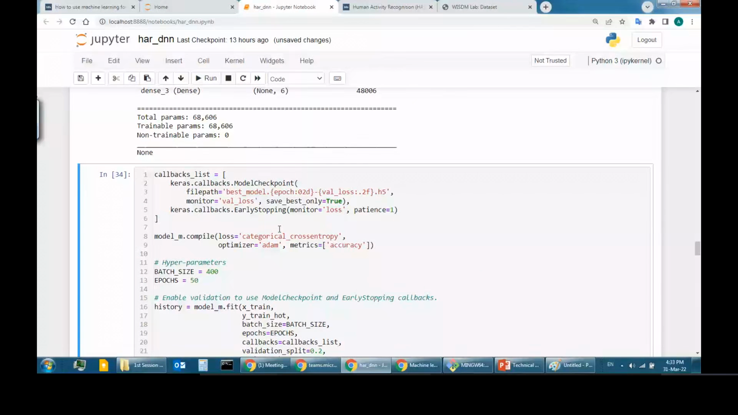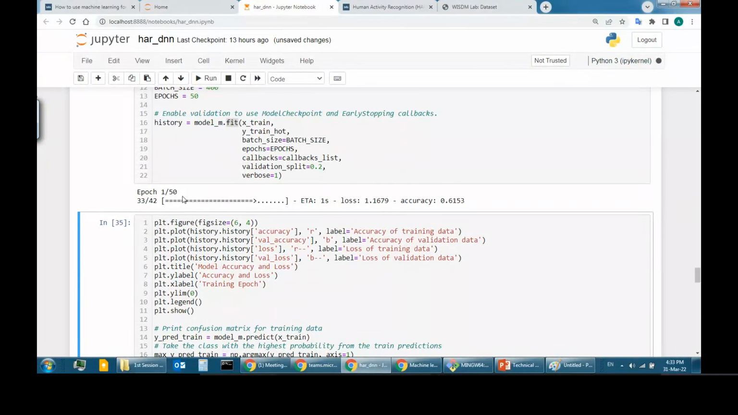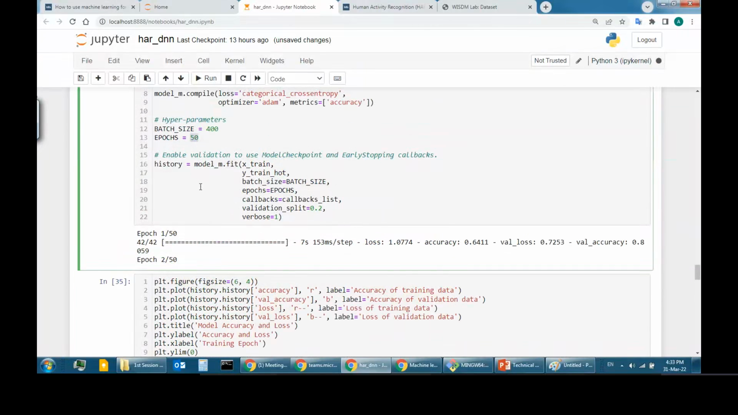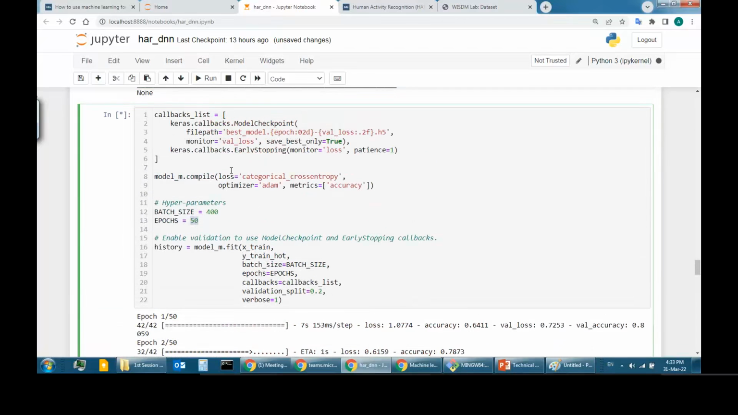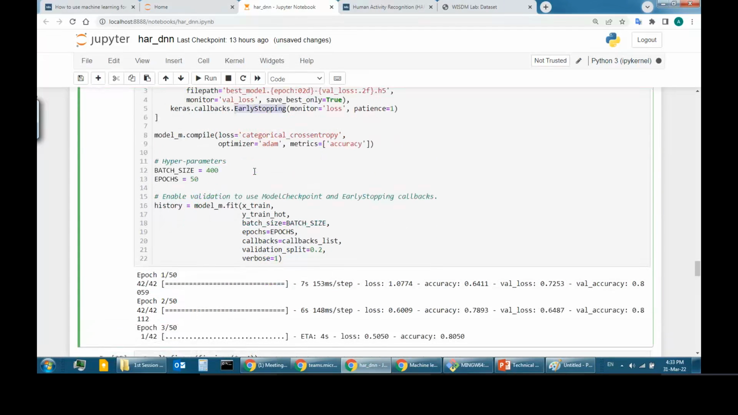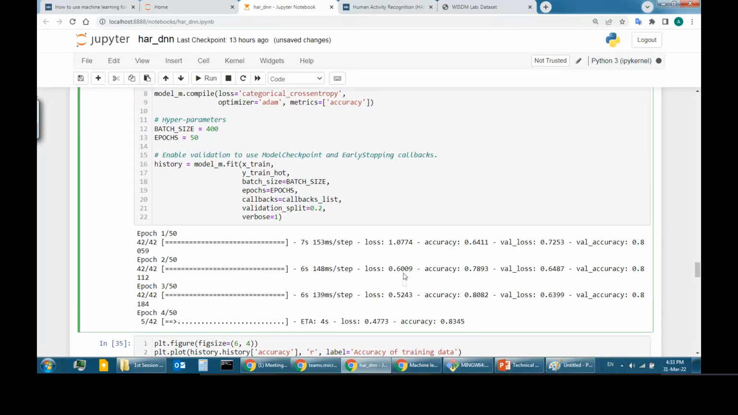If you do the training, you will find this is going through a process. For example, in this case, we are using 50 epochs, so 50 times we will go through the whole process. But we are using something called early stopping. So if there is no improvement, we can stop. Otherwise, if there is an improvement, it means the loss is decreasing and the accuracy is increasing.